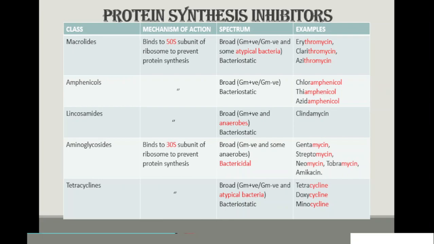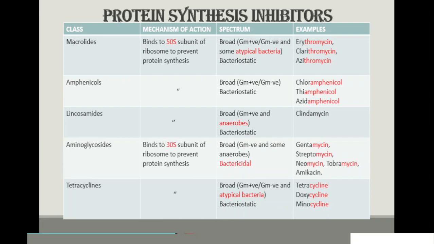aminoglycosides are bactericidal. They are the only protein synthesis inhibitors that are bactericidal. I said all cell wall inhibitors are bactericidal. So aminoglycosides are also bactericidal in addition to cell wall inhibitors. Bacteria have ribosomal subunits of 50S and 30S, unlike 60S and 40S in humans. So to prevent protein synthesis, the drug can either bind to 50S or 30S.